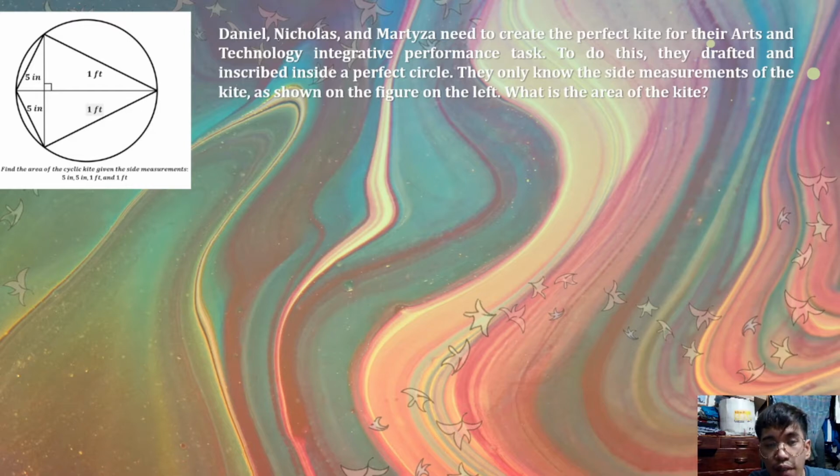Here we have Daniel, Nicholas, and Martiza, who need to create the perfect kite for their arts and technology integrative performance task. To do this, they drafted a kite inscribed in a perfect circle. They only know the side measurements of the kite as shown on the figure on the left. So what is the area of the said kite?